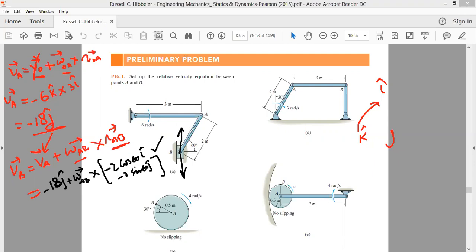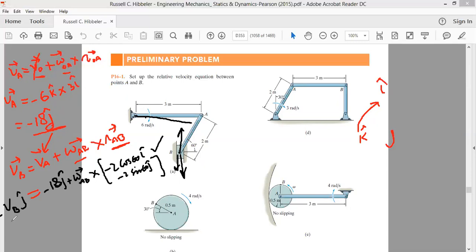Let's suppose this rod OA moves downwards. It's rotating clockwise, therefore this rod goes down. It will push the rod AB downwards, and the slider B will move down. That is, the velocity of point B will be along negative j cap. We'll write this as VB times negative j cap.